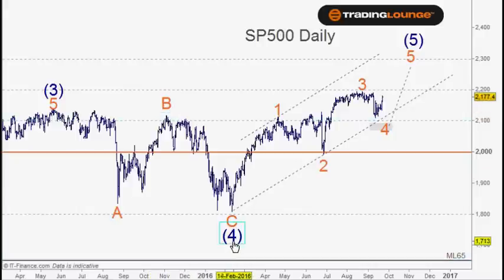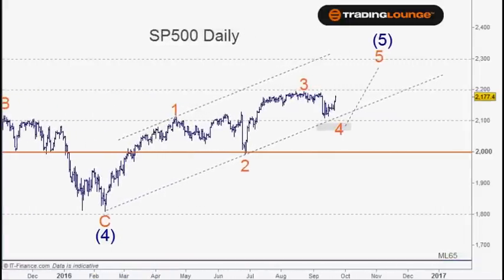On the daily chart here for the S&P 500, we've been looking at this as wave 3, an A and a B and a C for wave 4, and we've been looking for 5 waves up here. Now, I just really want to talk about these 5 waves here. There is a possibility that this can be the case here, where we have wave 1, wave 2, wave 3, wave 4, and wave 5.